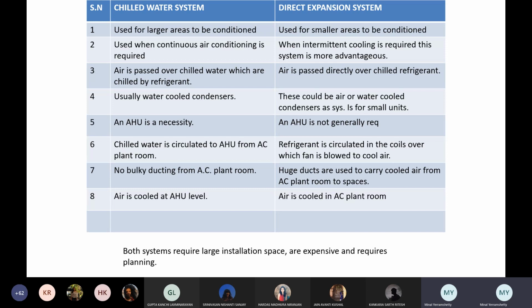Usually water cooled condensers, these could be air or water cooled. Okay, if you ask me, all the air conditioning should be water cooled, because it is very easy for me. That way I am assuring that even my other systems, not related to the AC but related to water, I am recycling water. If I am not concerned about this, if I am saying चल ना fan लगा देते हैं, ठीक है, who cares?